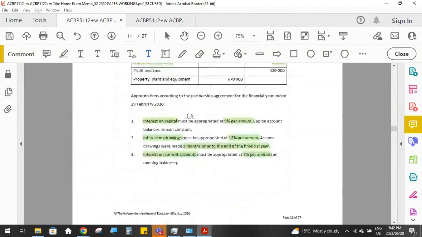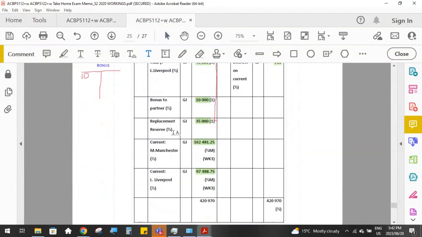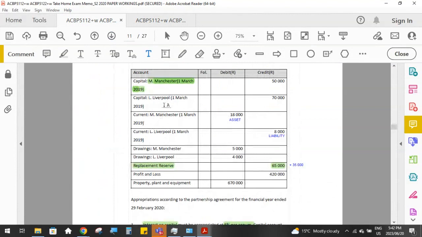So if you go back to this original TB, here's our two current accounts. Manchester's account will now be in a credit balance with the amount that's been paid to him. And Mr. Liverpool's current account will increase as well by the amount of profit that's been allocated to him. Remember, in a partnership, we use the current account for transferring the amount of profit at the end of every year that belongs to the partners. And we only use the capital account for contributions.